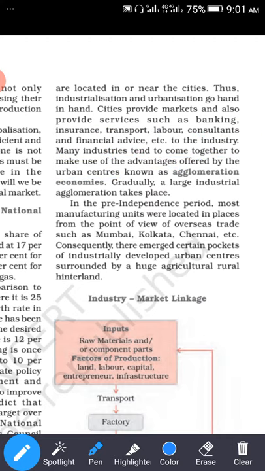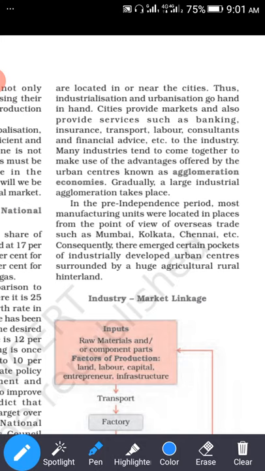This is known as agglomeration economies. So large industrial agglomerations take place in the developed town or the city. Large industrial agglomeration takes place, and it takes time also, because suddenly it can't be possible.